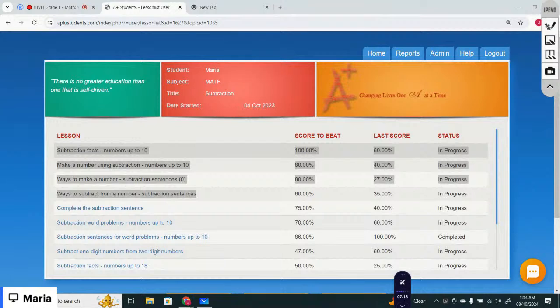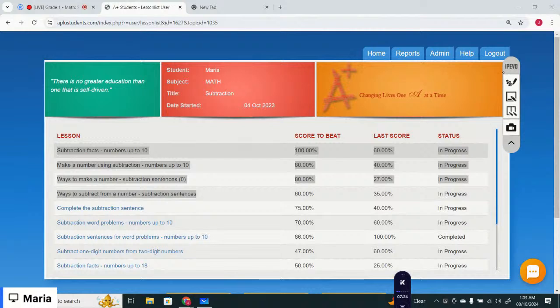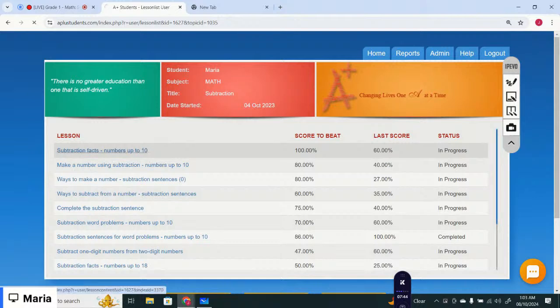Okay, so here I'm on grade 1 math. The chapter we are on right now is subtraction. Let's just start with the first lesson. Earlier we did subtraction skill builders, right? There we have learned how to subtract. Now we're going to use the method we learned to subtract and we're going to do the different operations, right? The different things with subtraction. Let's just start with the first lesson, that is subtraction facts, numbers up to 10.